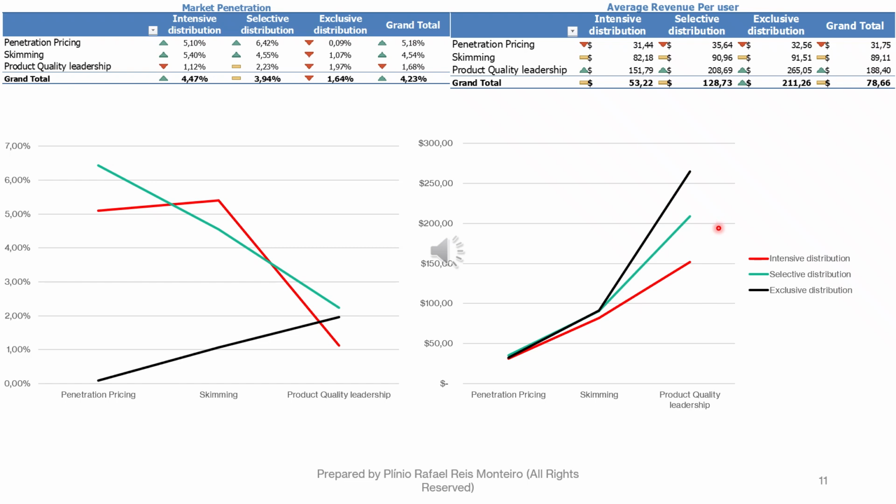While intensive and selective models also see revenue growth under the quality-led strategy, penetration pricing consistently results in lower average revenue per user across all the decisions made by students, regardless of the distribution channel chosen. Ultimately, the data suggests that while intensive reach maximizes the footprint of companies, true value growth is unlocked when quality leadership and more specialized distribution are fitted together.